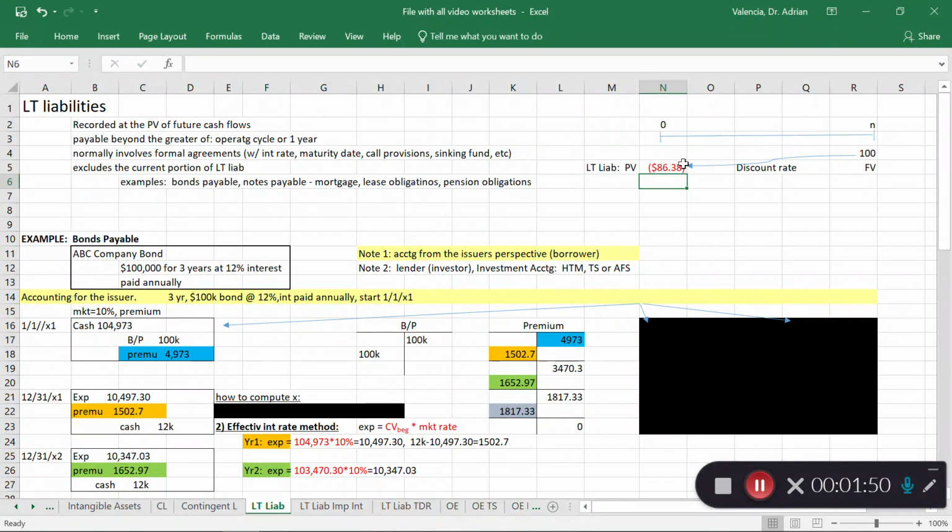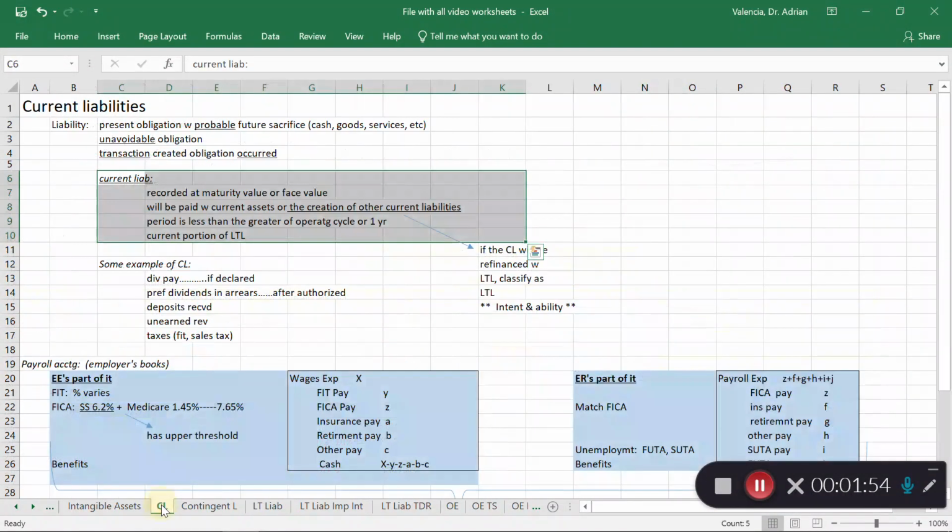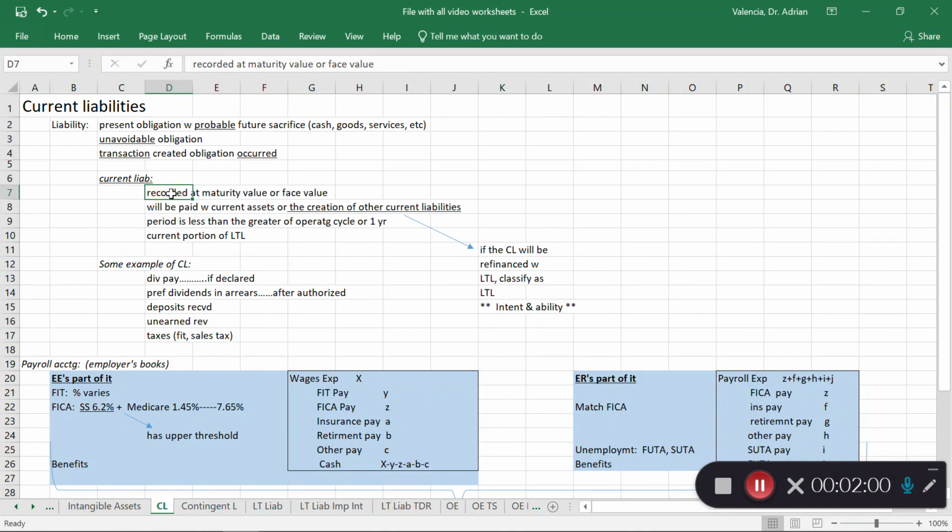Now, I want you to contrast this with current liabilities. And there's a video discussing current liabilities. Specifically, the current liabilities are recorded at the maturity value or the face value. In other words, that future value. We don't discount them if they are current.